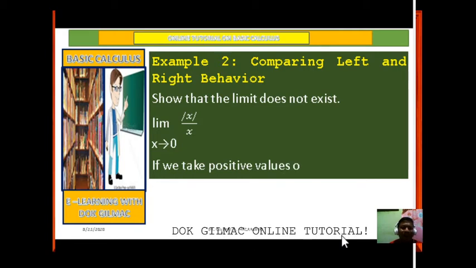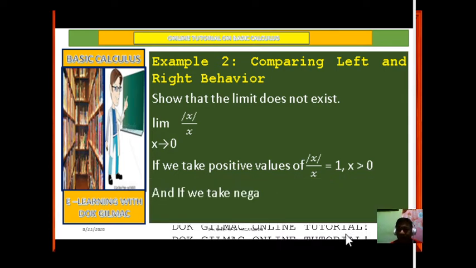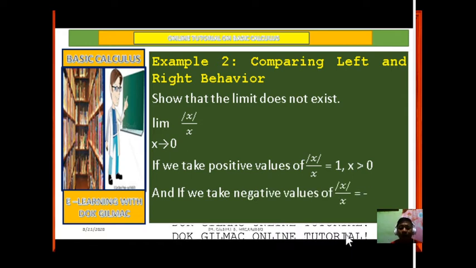If we take positive values, the absolute value of x over x is just equal to 1 for x greater than 0. And if we take negative values, the absolute value of x over x is equal to negative 1 for x less than 0.